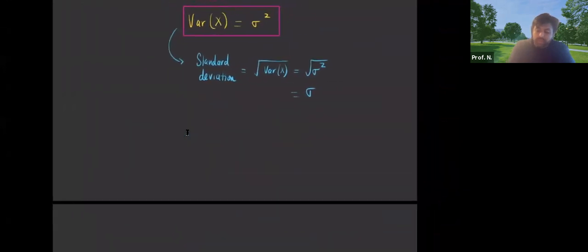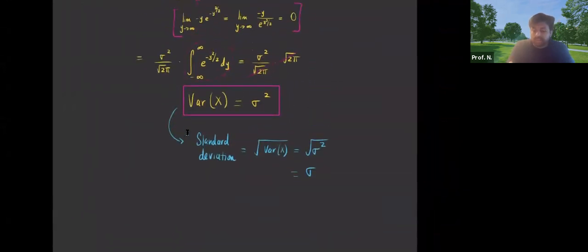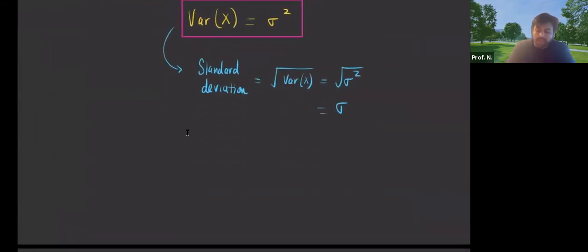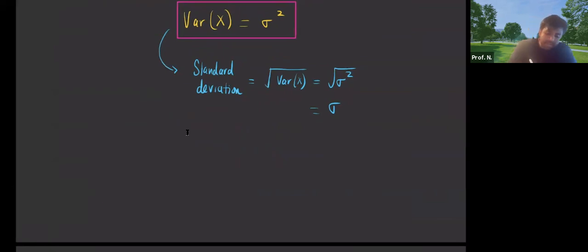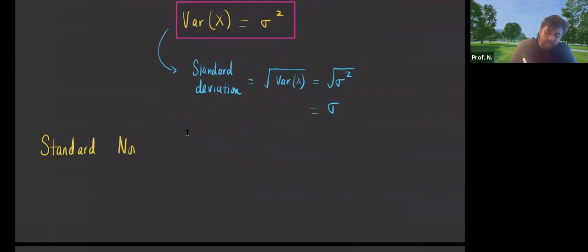Okay, so this is true for every normal random variable. The variance will always be sigma squared, whatever that is, and the mean will always be mu, whatever that is. Now, there's one particular kind of normal random variable that is essential to solve any problem related to normal random variables, and that's the standard normal random variable.